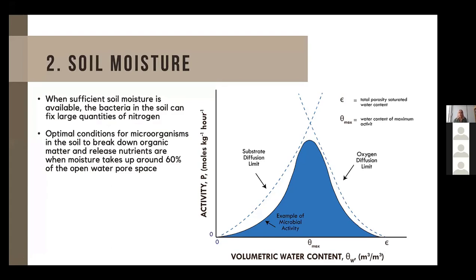And this figure actually shows the optimal conditions for microorganisms in the soil to break down the organic matter and thereby release nutrients and fix nitrogen. For this, it's important to have a soil moisture content of around 60% of the open water pore space.